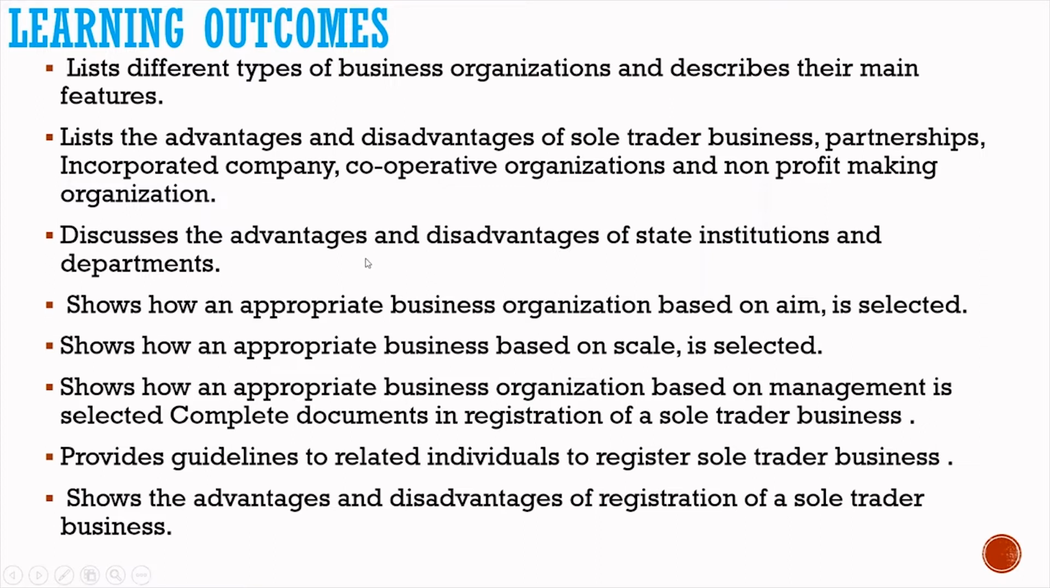Discuss the advantages of organizations such as cooperatives, state institutions, and departments, and show how appropriate business organizations are based on the aim and scale, as well as describe the sole traders. How is it appropriate to manage? How do you register it? And what are the advantages and disadvantages of sole tradership? So let's go to our discussion today.